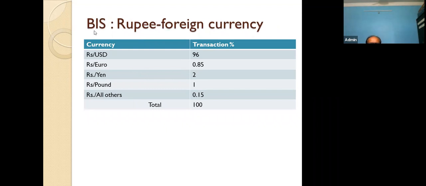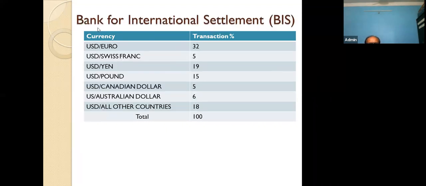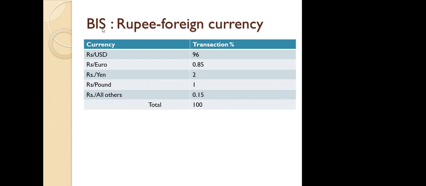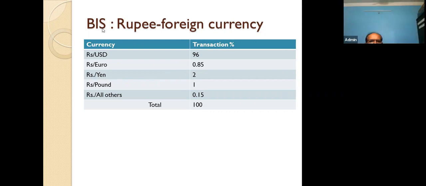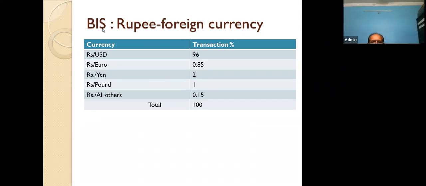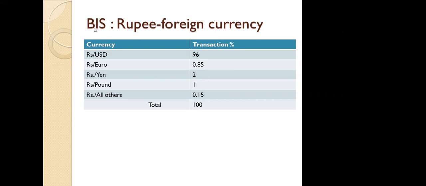This is the BIS report again, in the same year. BIS stands for Bank for International Settlement. Please remember this, because in a multiple choice question you may be asked the long form of BIS. So what is the long form of BIS? Yes, Bank for International Settlement.